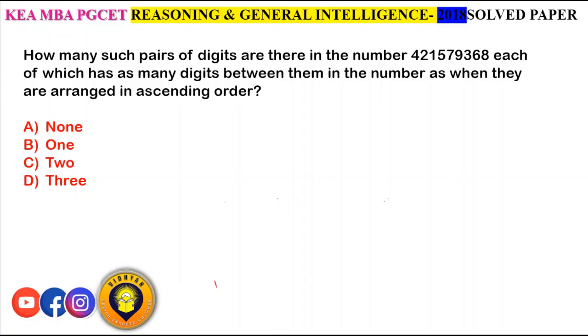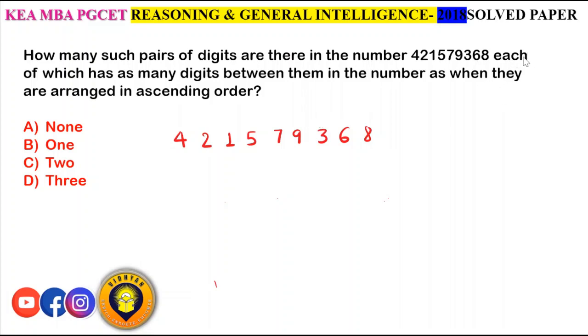How many such pairs of digits are there in the number 42157936 each of which has as many digits between them in the number as when they are arranged in ascending order? So here number given is what? 4, 2, 1, 5, 7, 9, 3, 6, 8. Correct? First they told that you have to arrange them in ascending order.